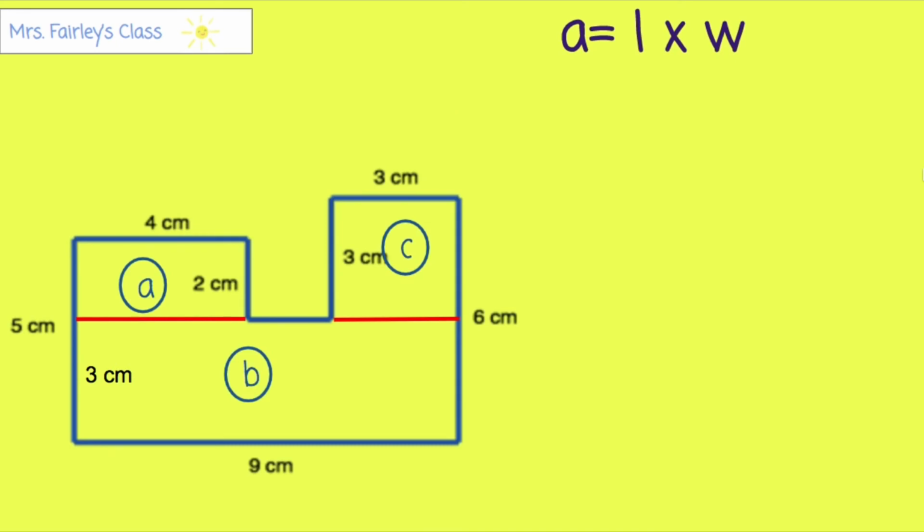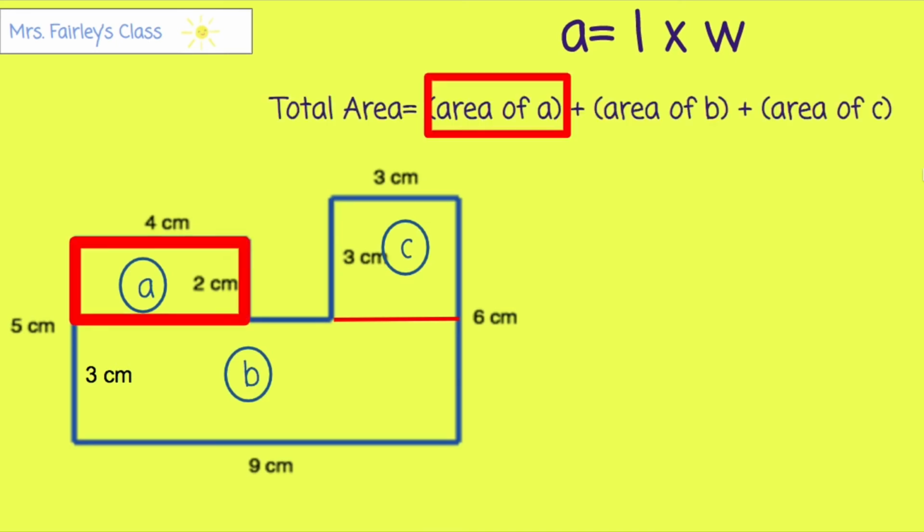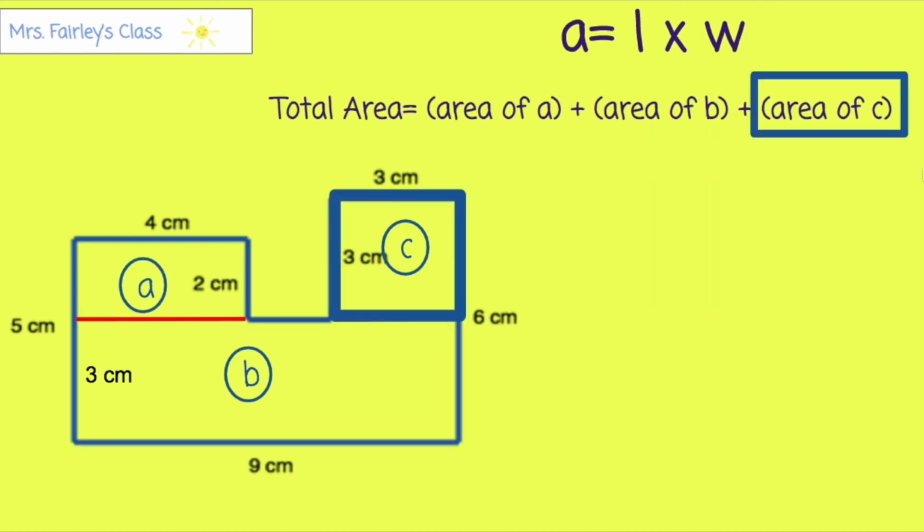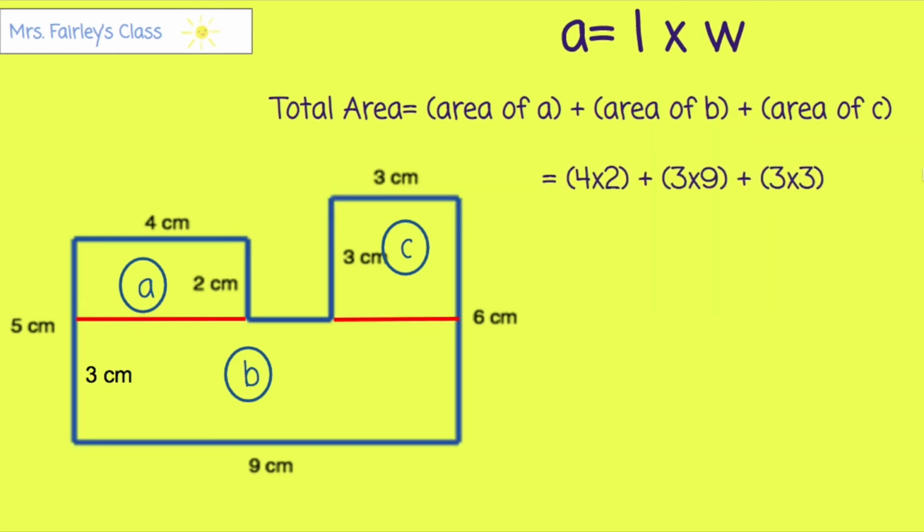Area can also be written like this: area of A plus the area of B plus the area of C, which would be 4 times 2 plus 3 times 9 plus 3 times 3. Remember, we always do the work in the parentheses first. That leaves us with 8 plus 27 plus 9 for a total area of 44 centimeters squared.